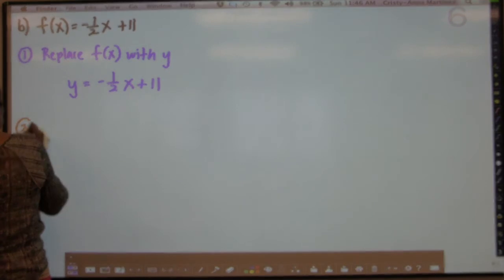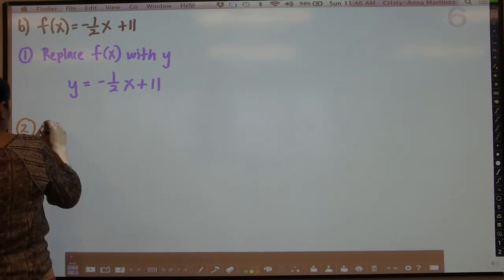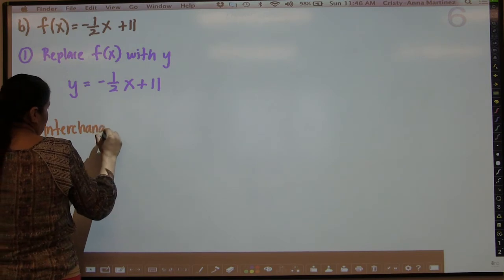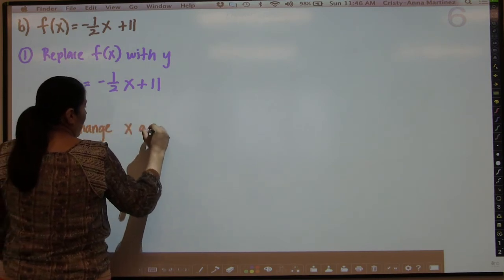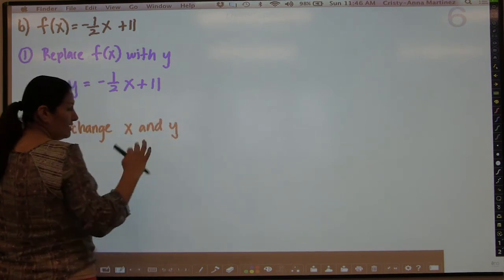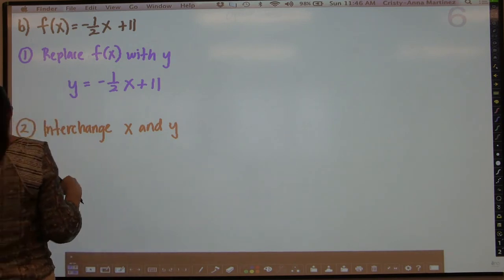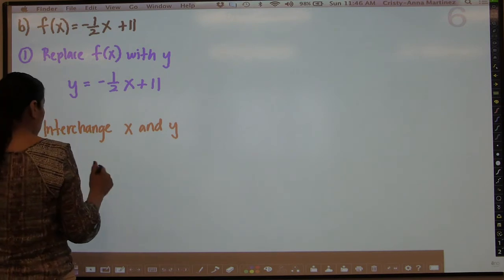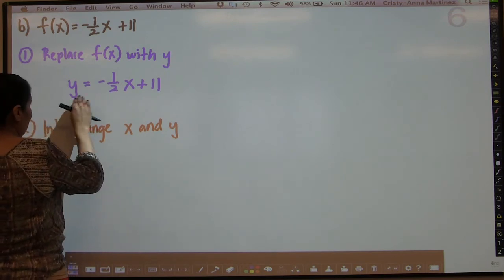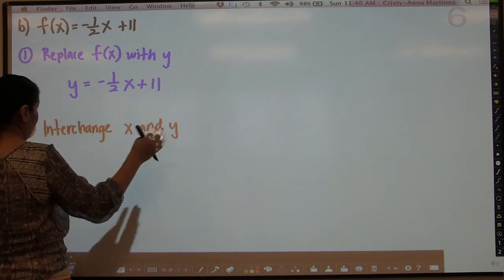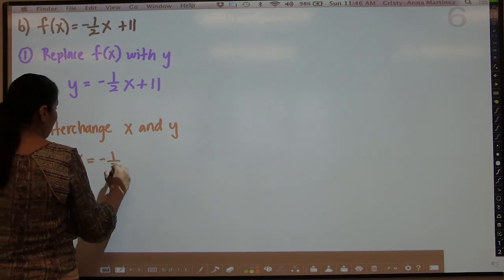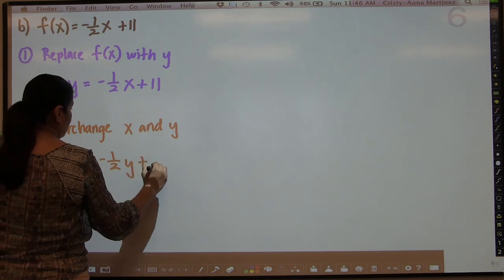Step 2 is for us to interchange x and y just like we interchanged x and y in the ordered pairs in example 1. So that means that instead of it saying y equals negative 1/2 x plus 11, it's going to say x equals negative 1/2 y plus 11.